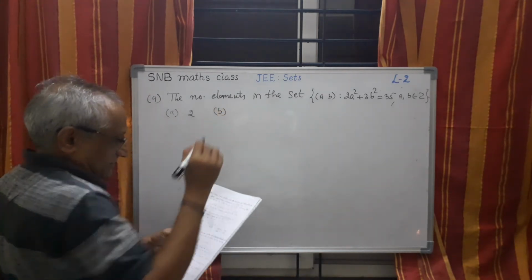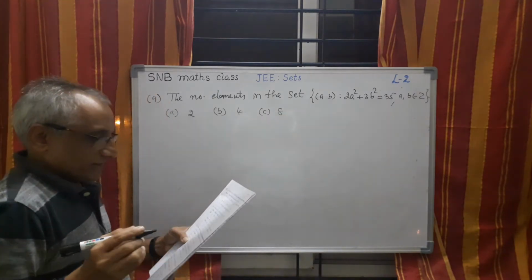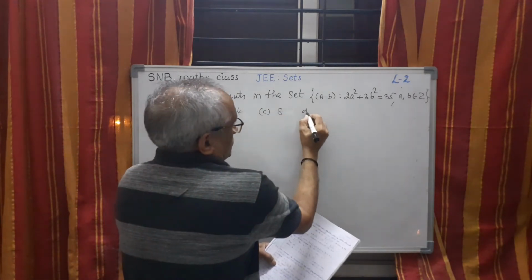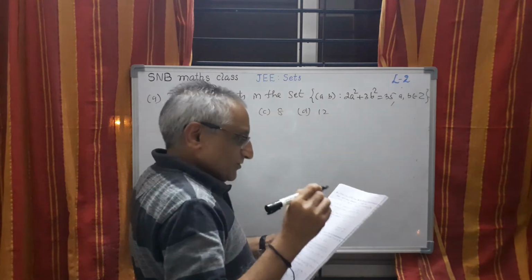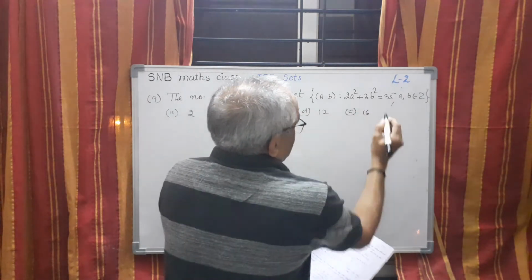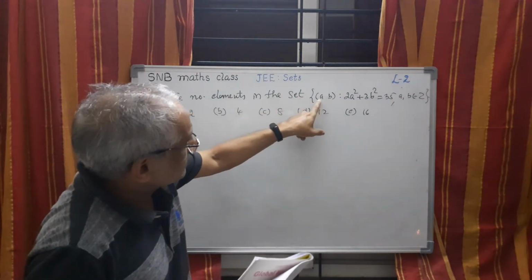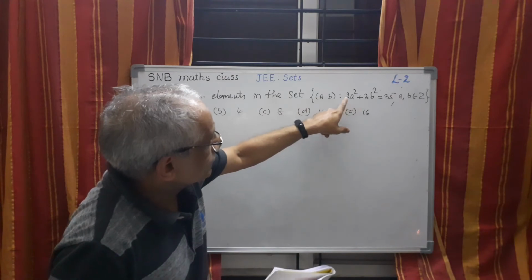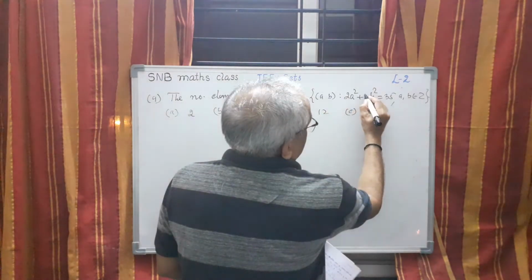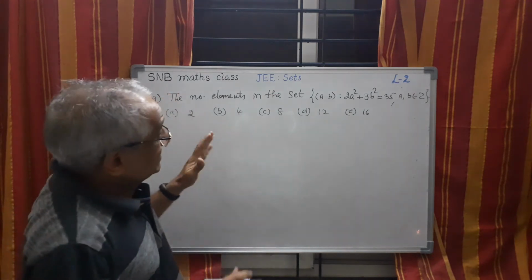Second option is 4. Third option is 8. Then the fourth option is 12. One more is there, E, which is 16. The elements should satisfy this condition: 2a square plus 3b square must be equal to 35. So, what is the procedure of doing this one?